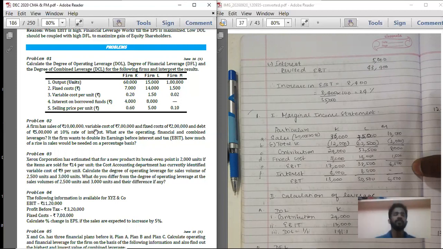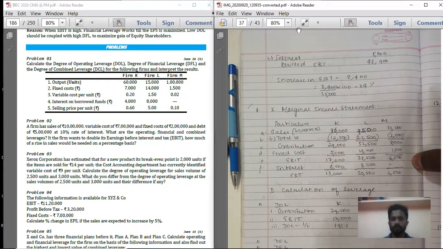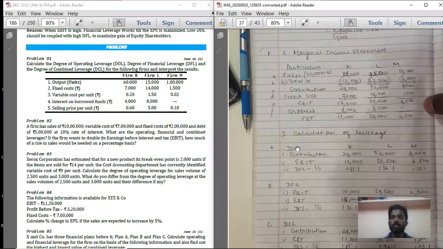So with this we can easily find: output into selling price will get sales value, minus variable cost into selling price, output will get variable cost. From that we'll get contribution. Or else if we deduct variable cost per unit from selling price per unit, we'll get contribution per unit. Contribution per unit into output will get total contribution. From that if we deduct fixed cost, we'll get EBIT. From EBIT, if we deduct interest, we'll get EBT. From that we can easily calculate all three formulas. Simple. Okay, come on, put the heading.